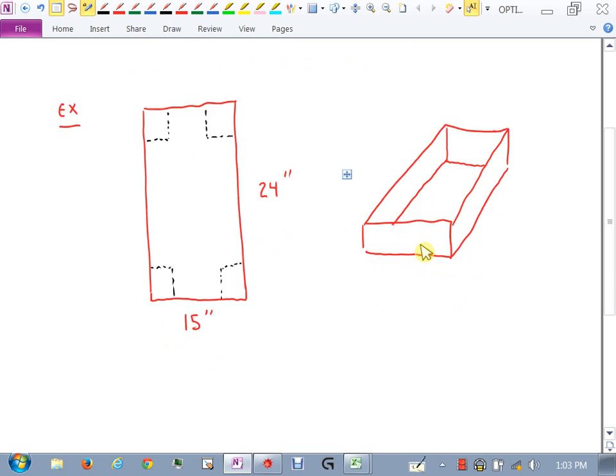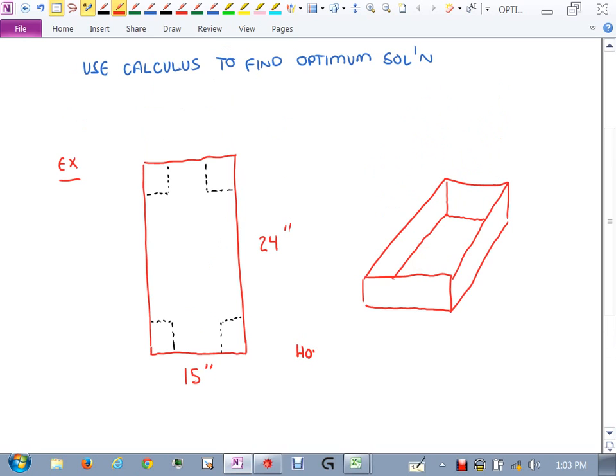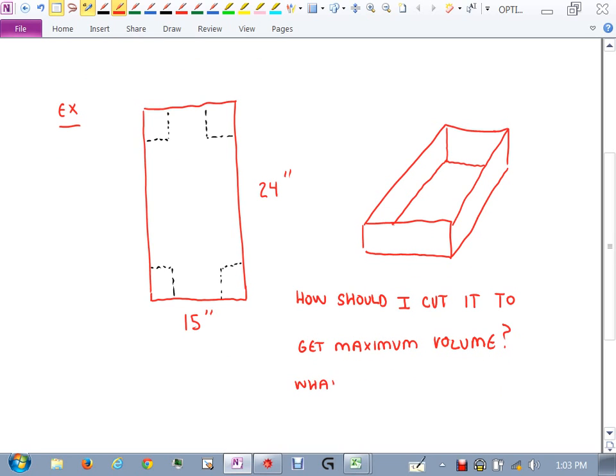The question is, how should I cut it to get the maximum volume out of the container I'm creating? And then I'm going to ask you, what is the maximum volume? Does everyone understand the question?